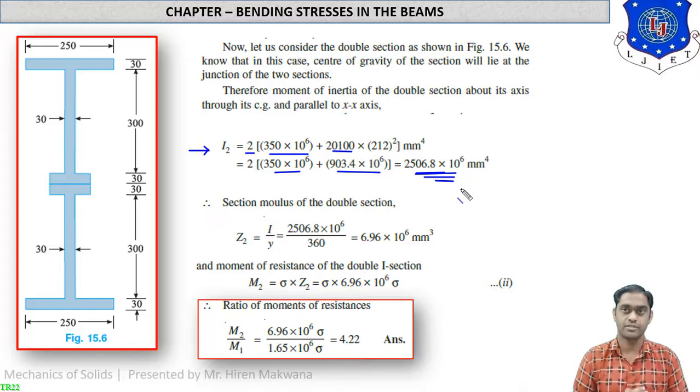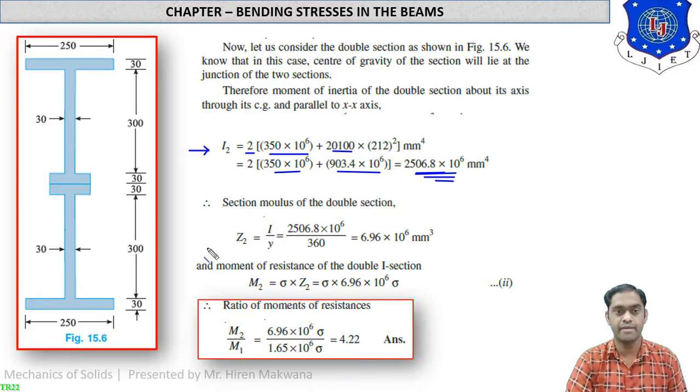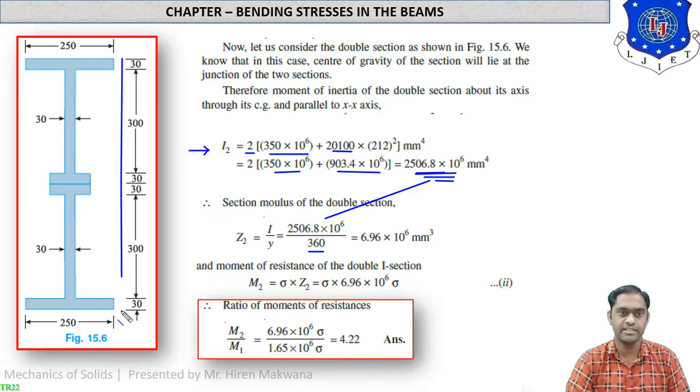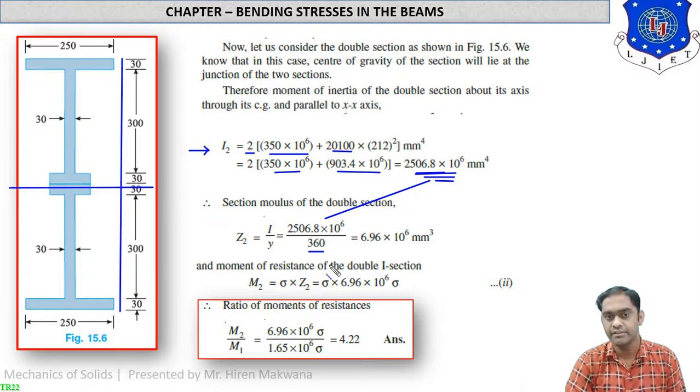Now what is section modulus for this section? It is Z2 is equal to I by Y. Now how the moment of inertia is replaced over here, but how the Y becomes 360? So now the total depth you can see 30 plus 300 plus 30, which is 360, and similarly 360 in the downward image. So total will be 720. So half of this 720 will become the midpoint, which is 360. Okay, which is taken as Y. So finally Z2 will be 6.96 into 10 raised to 6 mm cube. So here it is our Z2, section modulus.